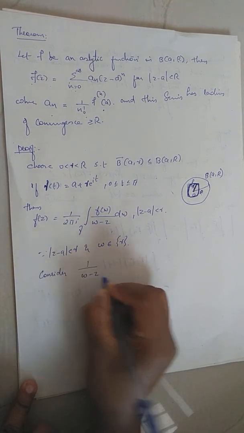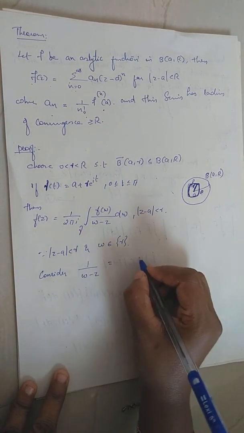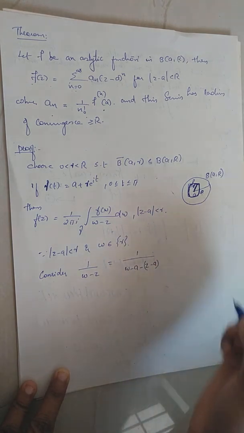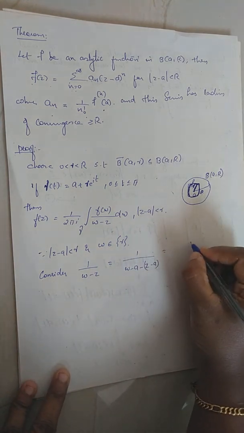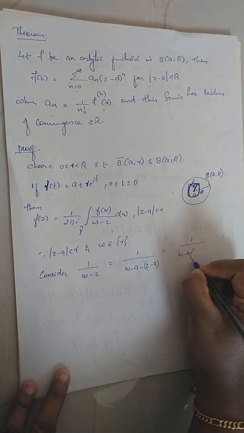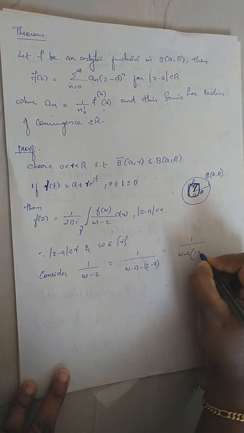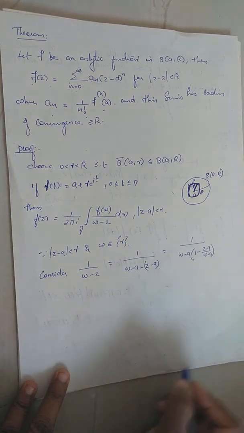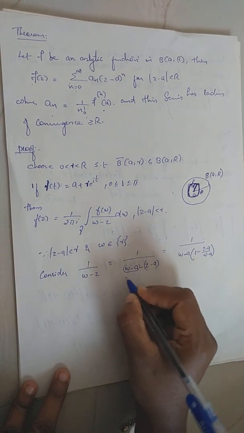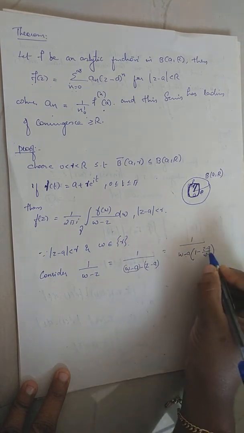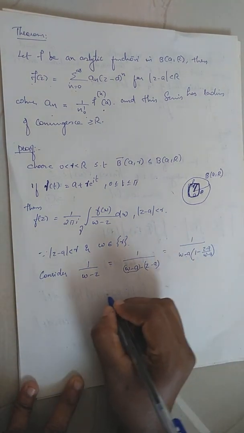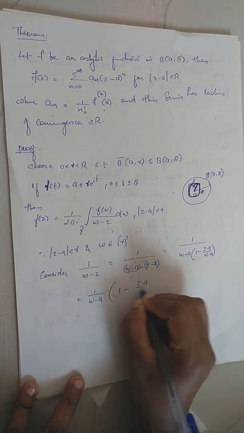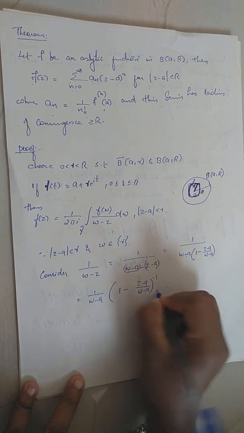Then you consider the term 1/(w − z). 1/(w − z) can be written as 1/((w − a) − (z − a)). Right? So this can also be rewritten as 1/(w − a) times 1/(1 − (z − a)/(w − a)), where (w − a) is taken outside. So that is equivalent to 1/(w − a) times (1 − (z − a)/(w − a))^{-1}.